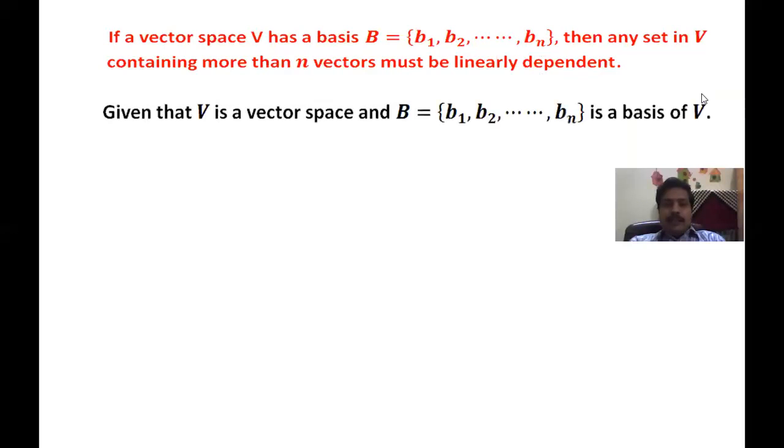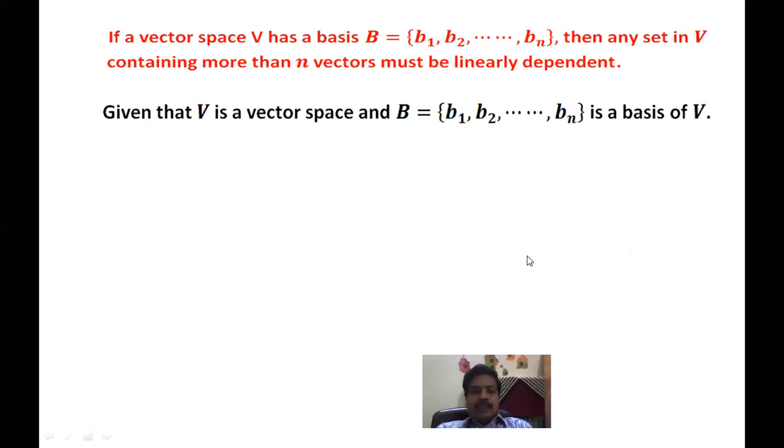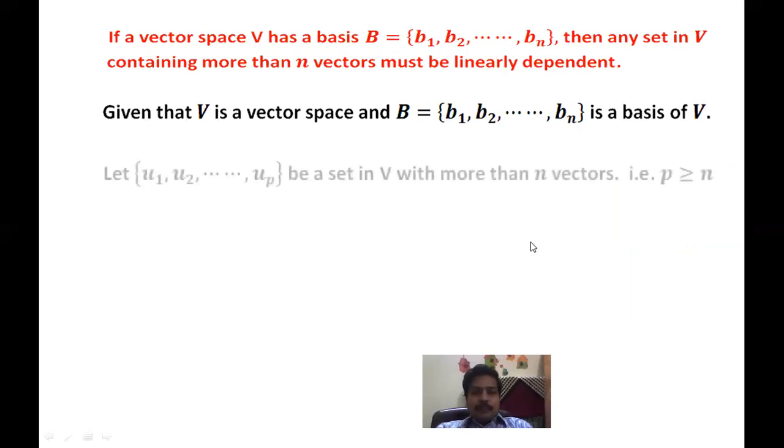It is given that V is a vector space and B is equal to the set of b1, b2 and so on bn is a basis of vector space V. Let u1, u2 and so on up be a set in V with more than n vectors. That is, this p is greater than n. This should be greater than n, not greater than or equal to. p is greater than n.